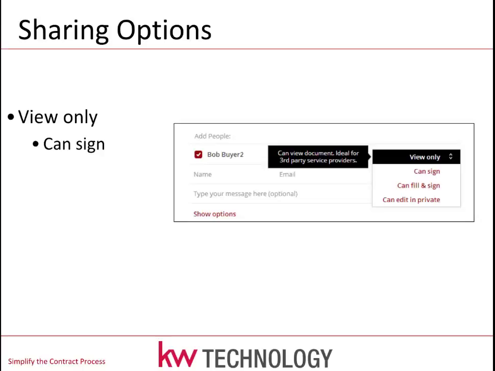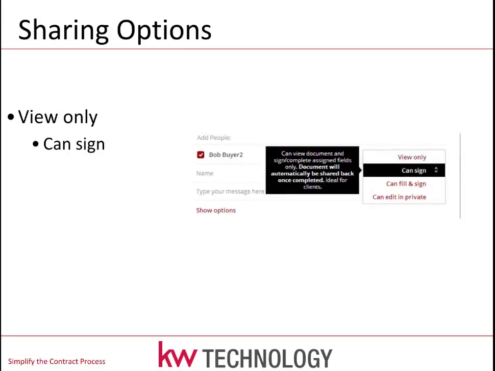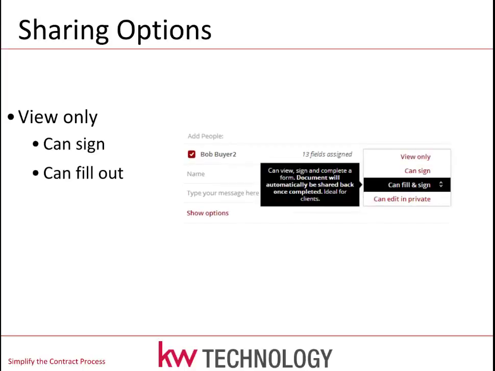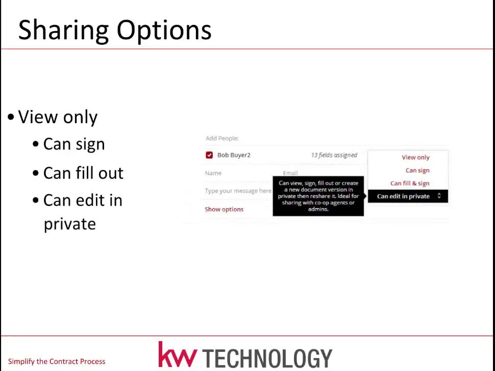You can also type in a custom message that's optional in the field provided, and this will overwrite the default message. You'll choose whether to share the document with edit or view permissions. View gives them the ability to see the document for review, but they cannot make any changes unless a specific field is assigned to them. Can fill out allows them to view and sign. And edit gives them the ability to make changes to the documents.